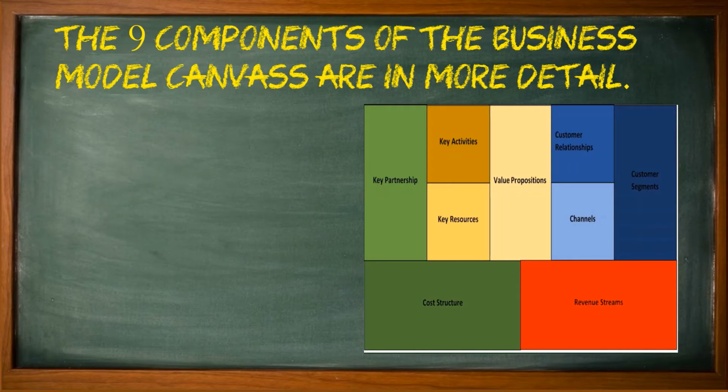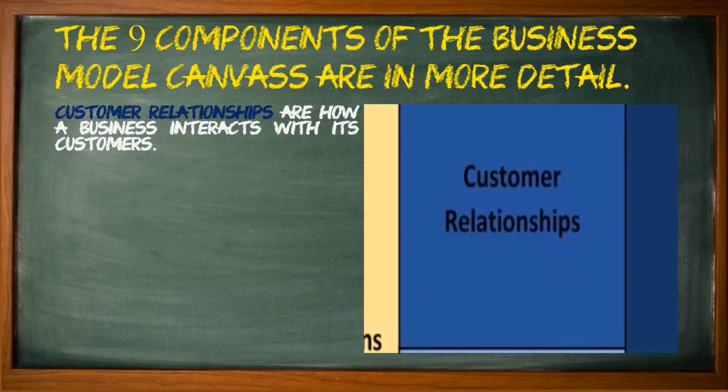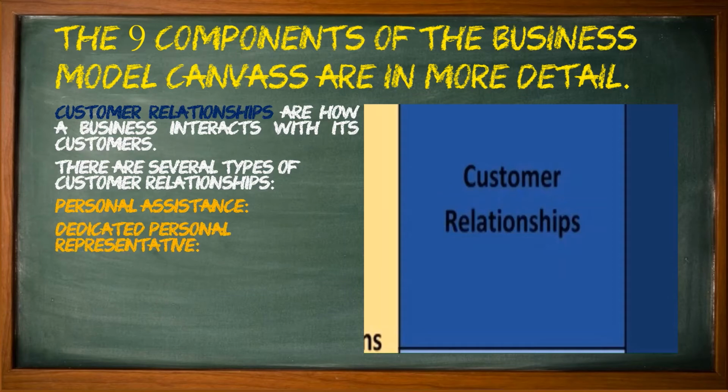The next component of the business model canvas is the customer relationships, which is how a business interacts with its customers. There are several types of customer relationships. Personal assistance: it interacts with the customer in person or by email, phone call, or other means. Dedicated personal representative: it assigns a dedicated customer representative to an individual customer.